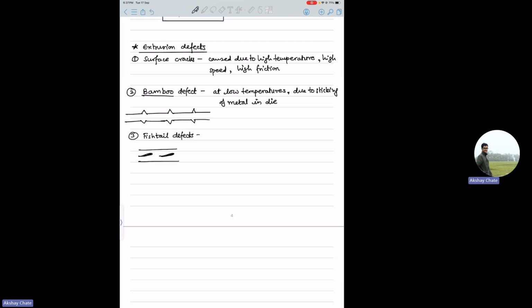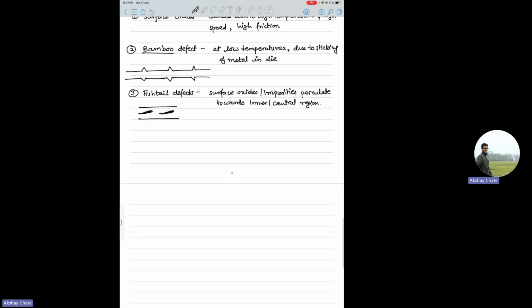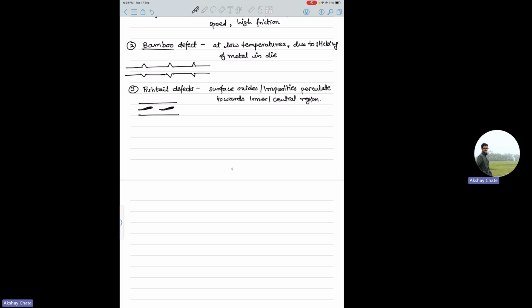And what happens? This happens because of surface oxides or impurities. So these impurities, they don't have any other way to go, so what happens when you extrude, they percolate towards the inner or central region. And then you basically see some fishtail defects like this. And then there is something called as chevron cracks.